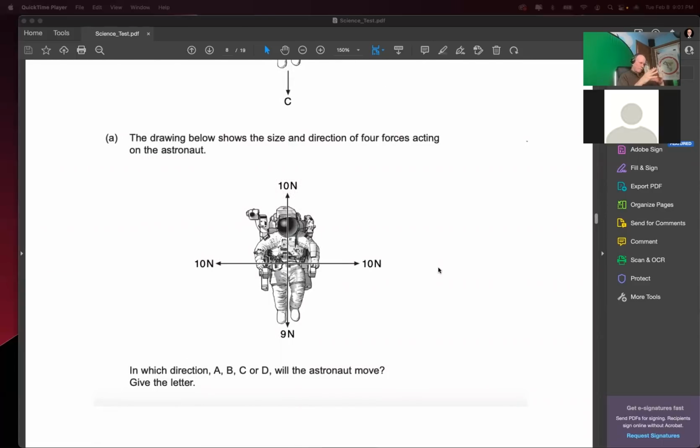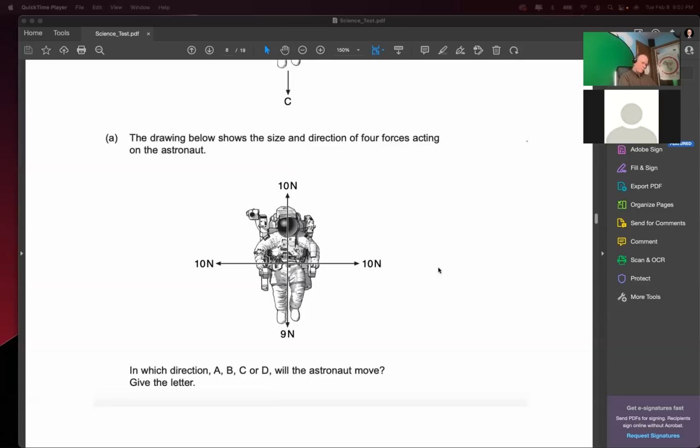The clarification you gave at first was definitely helpful, that he's neutrally buoyant, or just that he does not move at all other than the effect of these 4 forces. Then in that case, he would move upwards. So I think that's A. So you're going to say he's going to move upwards, A.